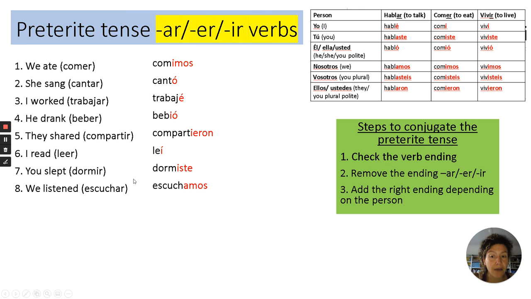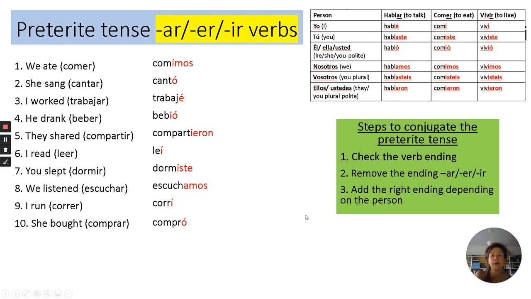Escuchamos is an AR verb, so I remove the ending and then I add amos, because that is the one for we. Okay. 9. I run. Correr. Corrí. Again, ER verb. So what I do, I remove my ending and I add the I with the accent. This is for I. 10. She bought. Compró. Remove my ending and add the O with the accent, because that is the one for she.